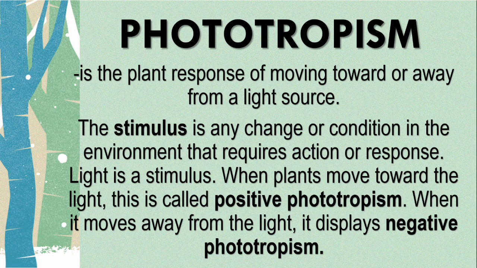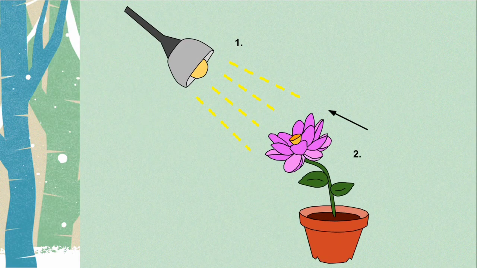stimulus. When plants move toward the light, this is called positive Phototropism. When it moves away from the light, it displays negative Phototropism. So this is the example of Phototropism, direct sunlight. So it can be called positive Phototropism. For further explanation, please watch the next video.